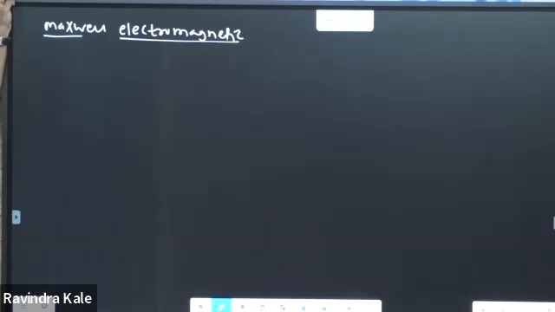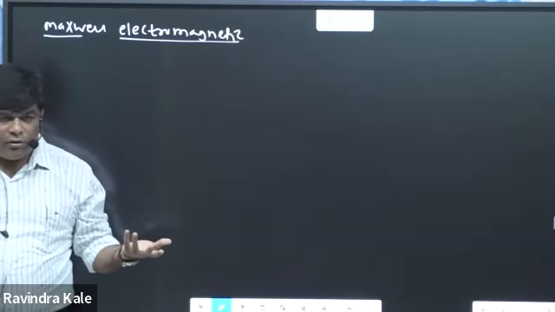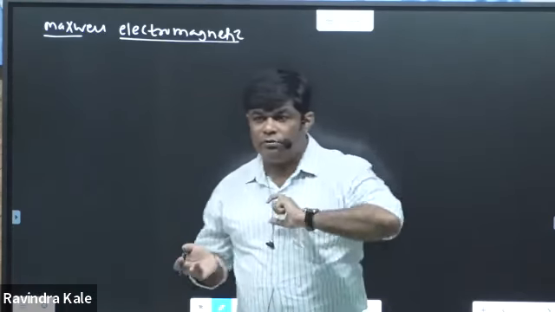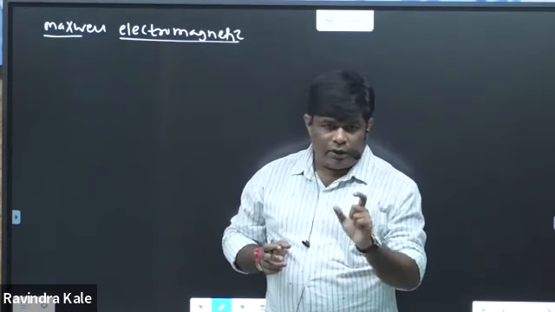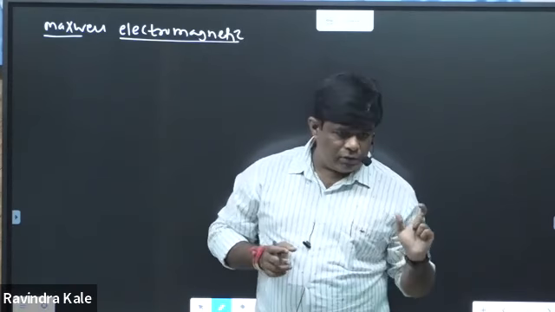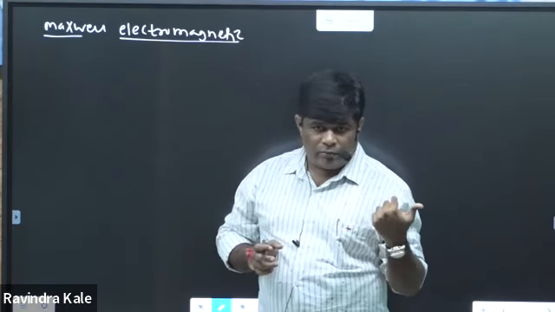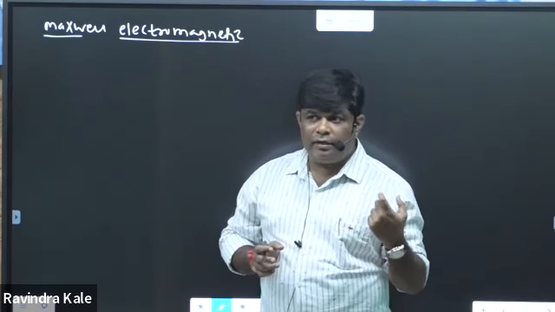So first, the electromagnetic radiations. What are the electromagnetic radiations? Light is an electromagnetic radiation. Sound is not an electromagnetic radiation because sound doesn't have the ability to pass through vacuum. Sound never passes through a vacuum; it requires a material medium. Do you know this?